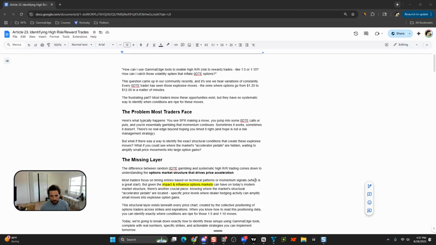Hey guys, Taylor with GammaEdge here, and today I want to talk to you about how to find asymmetric trades with the GammaEdge tools. And by asymmetric, I mean high reward to high risk trades. So, risking one to make 10, risking one to make five, that kind of stuff, right?